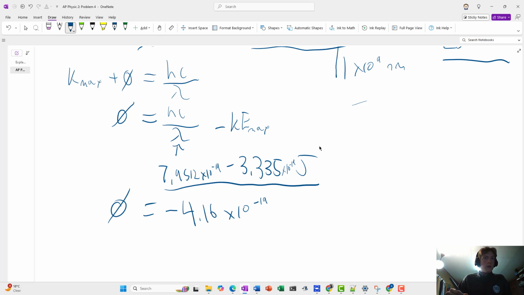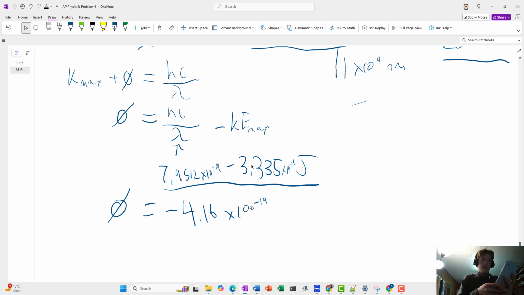Interesting. So we got a negative value. That is interesting. I think I must have done something wrong then with my calculations. Okay, I know what I did wrong. I plugged in the value first. Basically I first did the 3.335, and then I subtracted that from 7.9512, which is where I went wrong. So I'll do a second answer. I'll redo this and just subtract it from our 3.335 value.